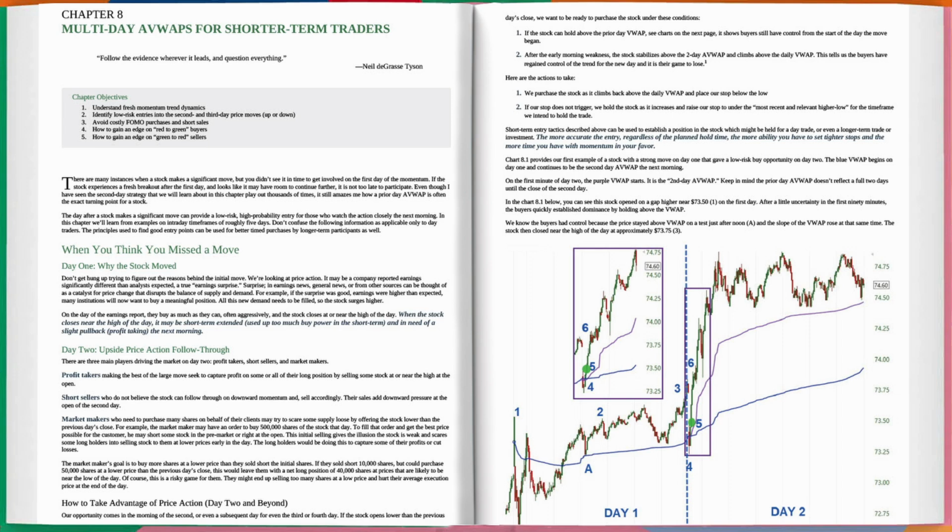Here are the actions to take. 1. We purchase the stock as it climbs back above the daily VWAP and place our stop below the low. 2. If our stop does not trigger, we hold the stock as it increases and raise our stop to under the most recent and relevant higher low for the time frame we intend to hold the trade.